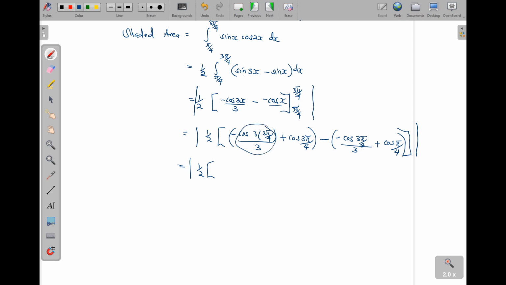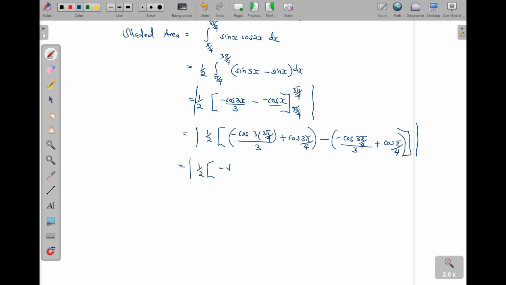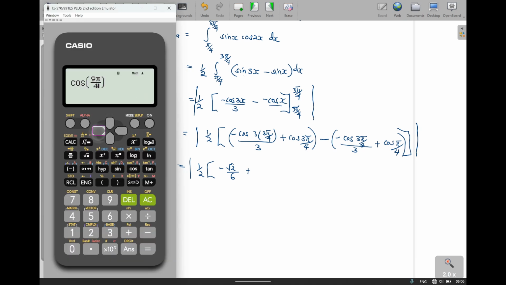What do we have here? I will have cosine of 9 pi over 4. So this one will give me that, then divide by 3. So that will be root 2 over 6. I'll write negative root 2 over 6. Okay, then plus cos of 3 pi over 4, that is negative root 2 over 2.